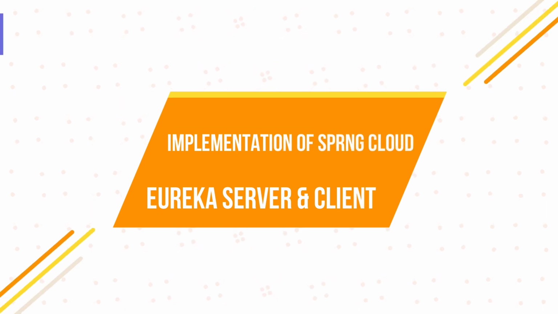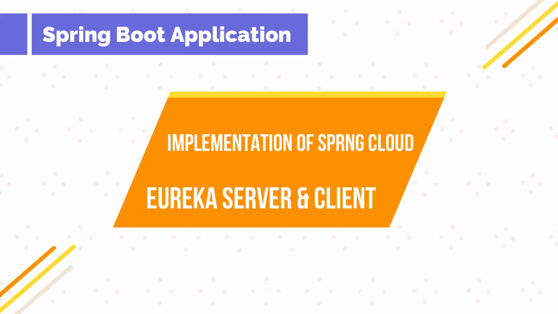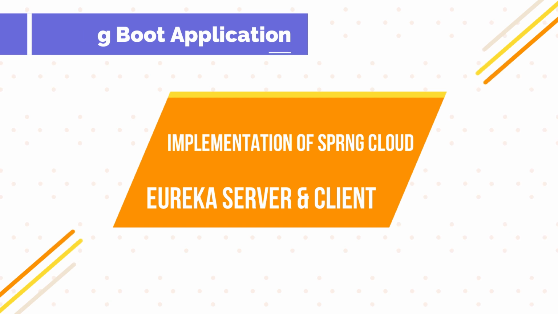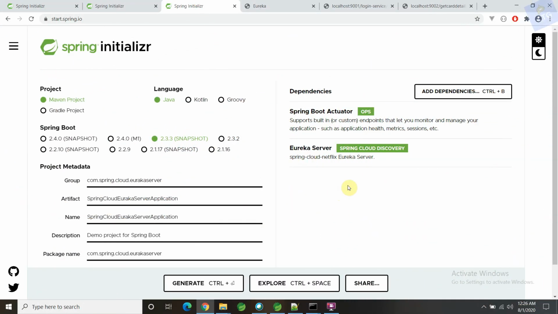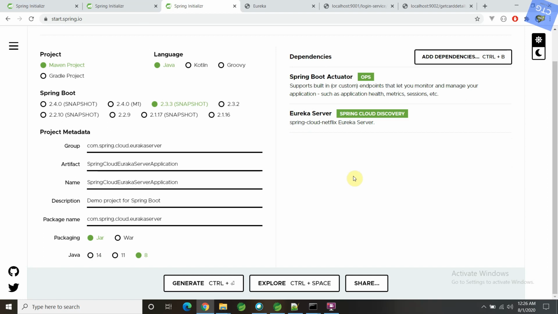So in this tutorial, we're going to discuss how to implement Spring Cloud Eureka server with one real-time sample. So let's get started. As usual, let's start with the Spring Initializr site. We have to generate two applications. One is Eureka server, another one is Eureka client.